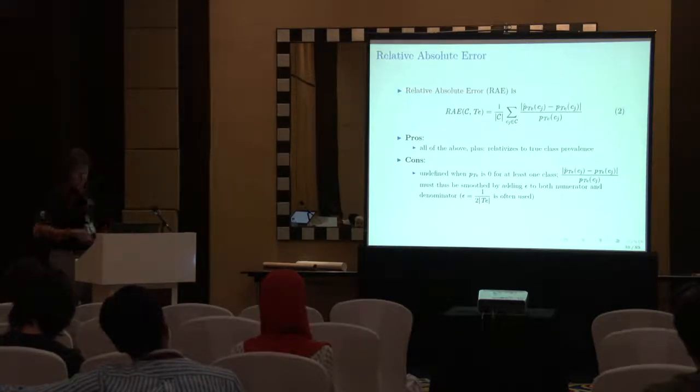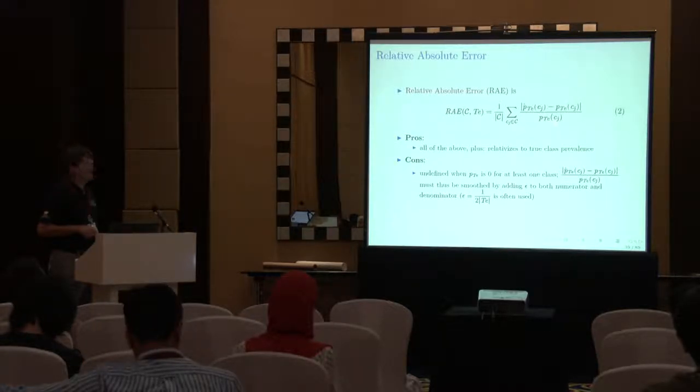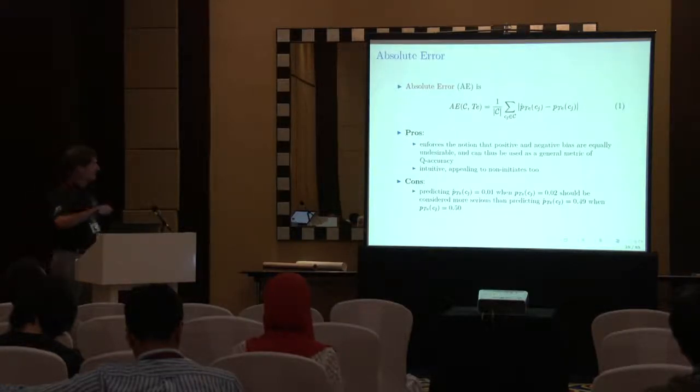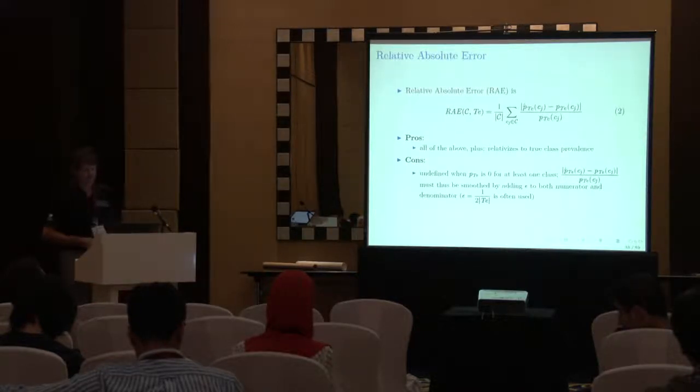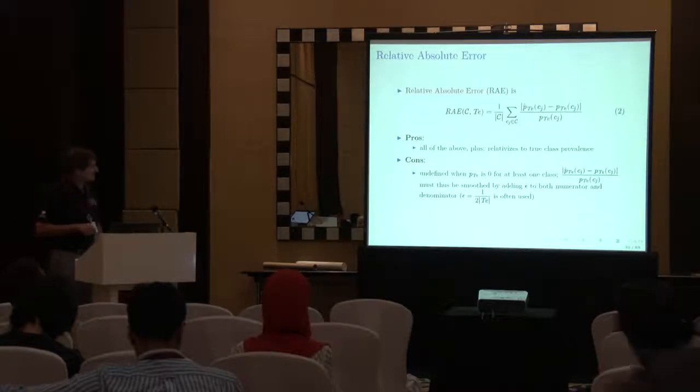Because of this, people tend to look at relative absolute error. Relative absolute error is essentially the same, but we have the gold probability, the true probability of the class, at the denominator. So estimating, say, 0.1 when we should have estimated 0.2 is much more serious than estimating 0.49 when we should have estimated 0.50. The pro is, of course, that we relativize with respect to the true class prevalence.